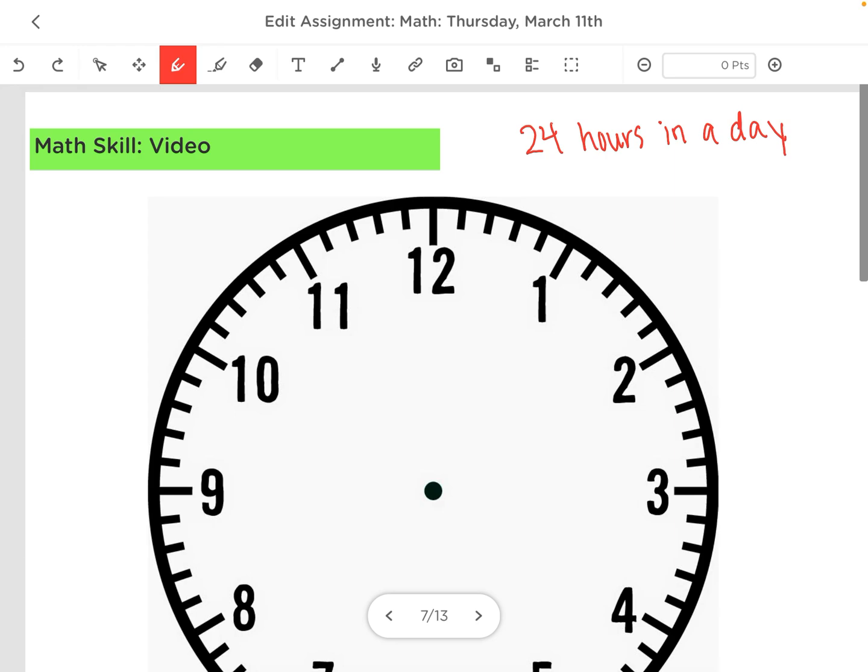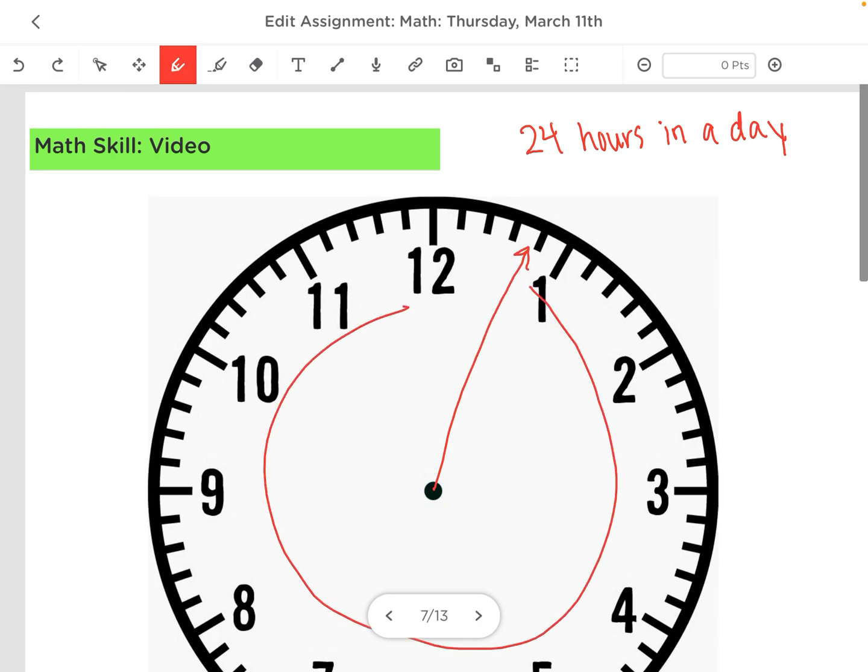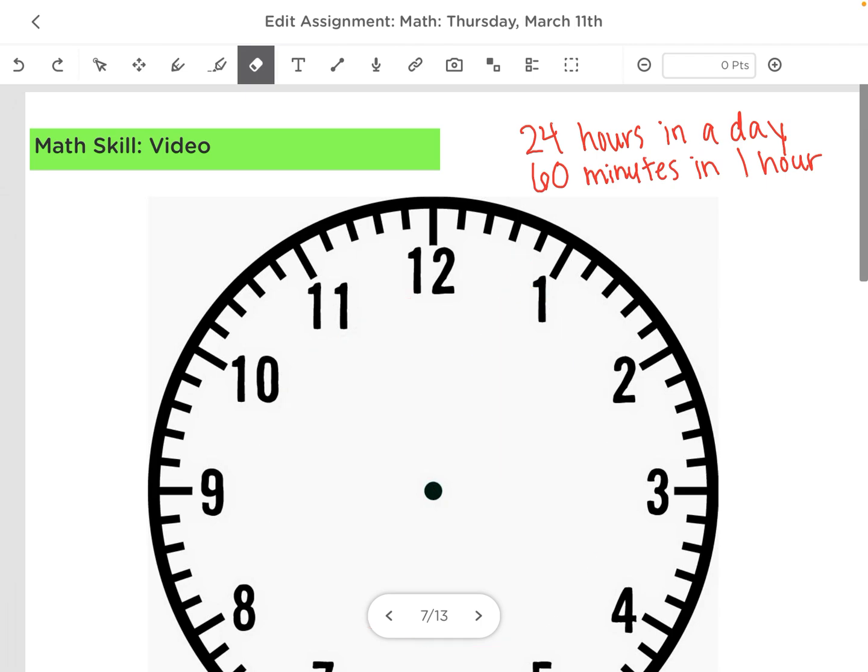Now, in every hour, the minute hand will spin around the clock one time. There are 60 minutes in an hour. There are also 60 seconds in 1 minute, but we're not going to look that far in third grade.